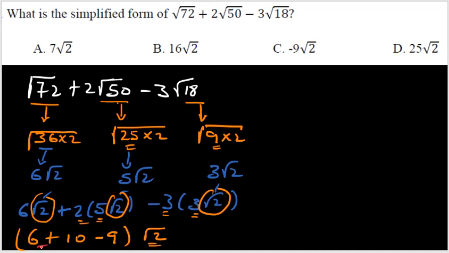And then 6 plus 10 will be 16. 16 minus 9 will be 7. So 7 radical 2 will remain, and that's going to be the answer, which is A.